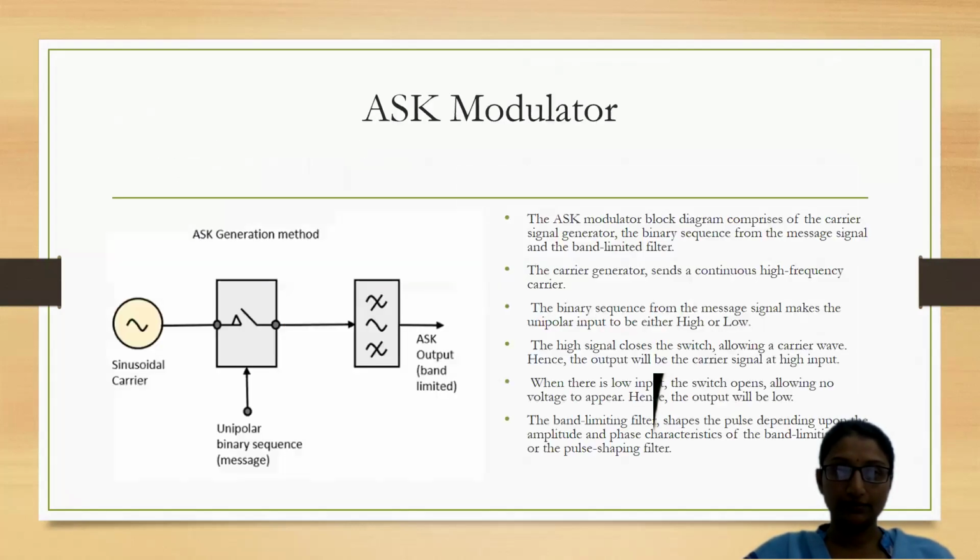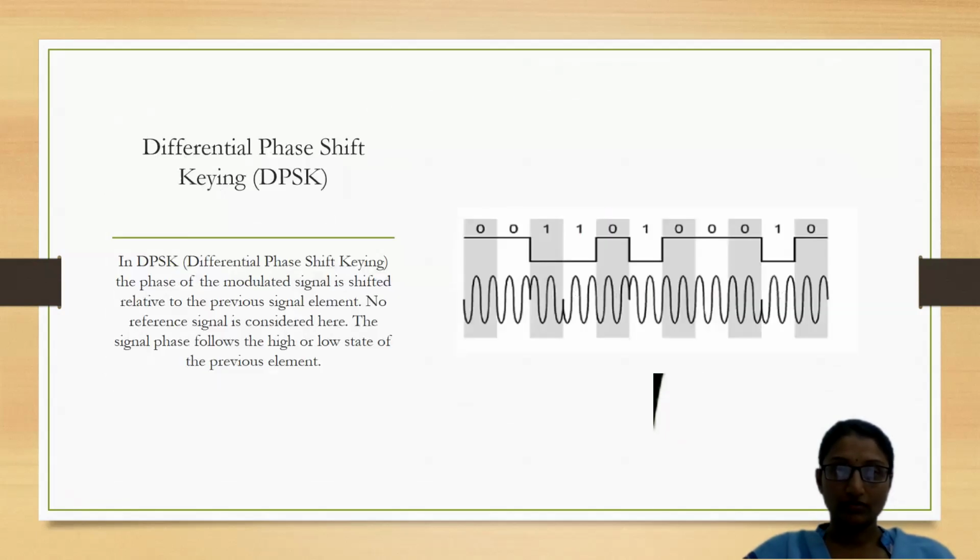Now let us see the third type of PSK, which is a special case of PSK. We can also call it differential phase shift keying. In this differential phase shift keying, the modulated signal is shifted relative to the previous signal element. There is no reference signal considered here. The signal phase follows the high or low state of the previous element and it starts with a phase reversal. If you observe a combination 0, 0, 1, 1, 0, 1, 0, 0, 0, 1, 0, as I have taken as an example.